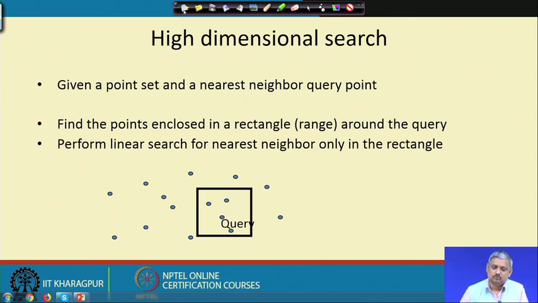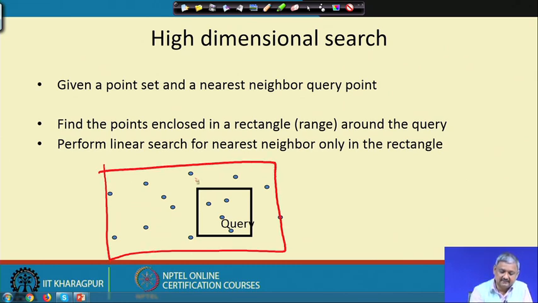Before you do this KNN classification, you break up your training set into boxes like this, beforehand. Beforehand, you break up your attribute space, or feature space, the set of instances, into boxes.